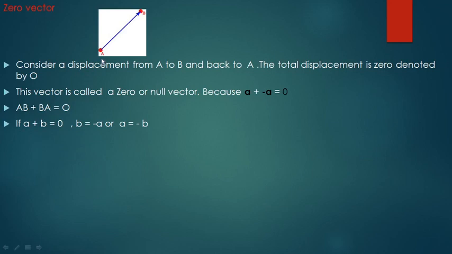A zero vector can also be called a null vector, because A plus minus A is 0. So that means AB plus BA is 0, because you go towards B and then you come back and that one is cancelled out. And that means that if A plus B is 0, then B is equal to negative A, or A is equal to negative B.